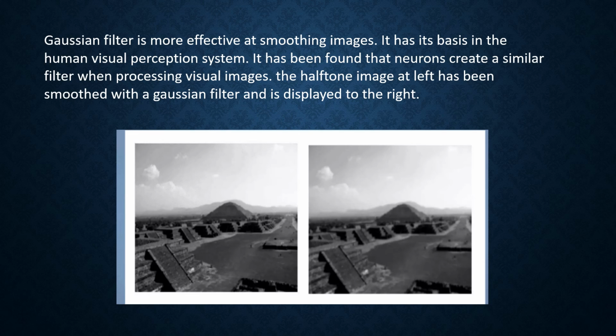The Gaussian filter is more effective at smoothing images. It has its basis in the human visual perception system. It has been found that neurons create a similar filter when processing visual images. The original image at left has been smoothed with the Gaussian filter and is displayed to the right.